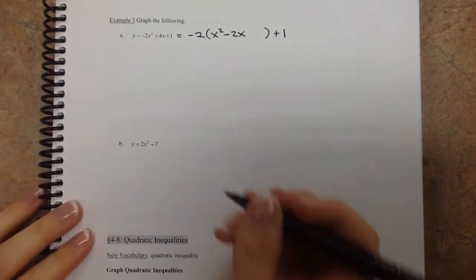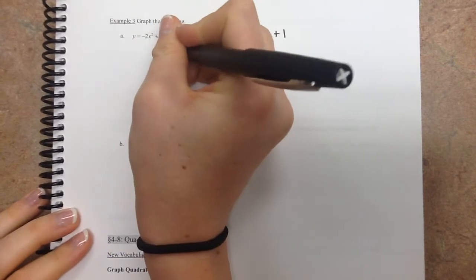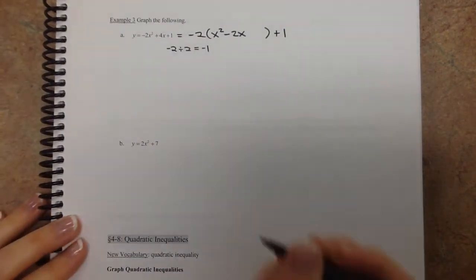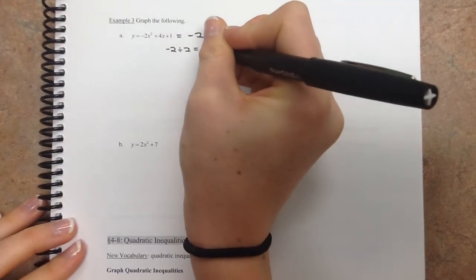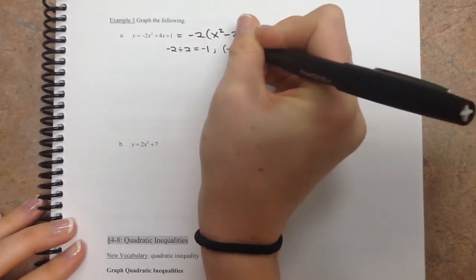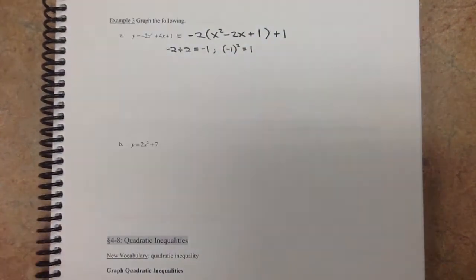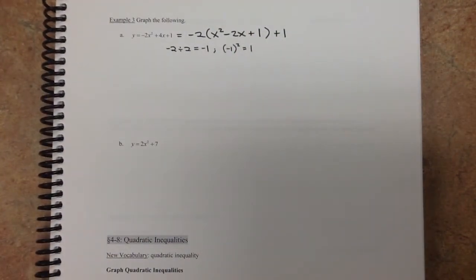We start with the -2. Start with the -2, cut it in half, we get -1. And then take -1 and square it, and we get +1. So that's the number that I'm going to add right here. Okay, that's my new number. So I'm adding a +1.